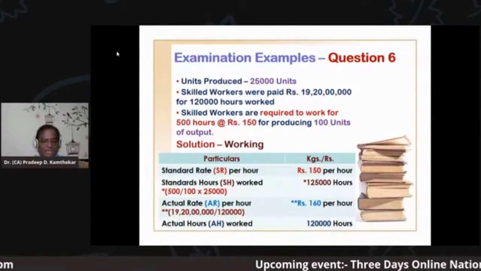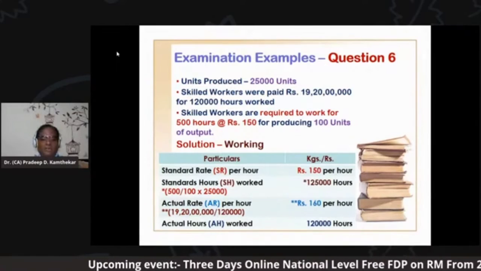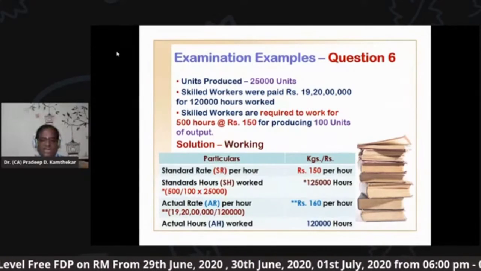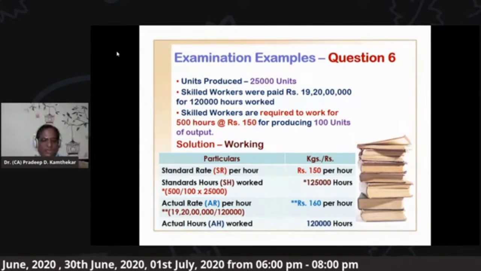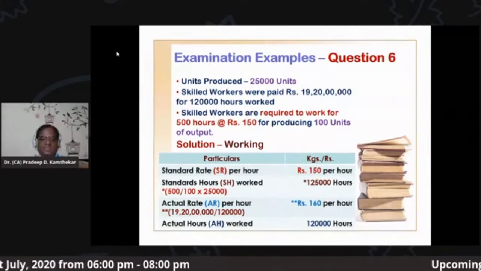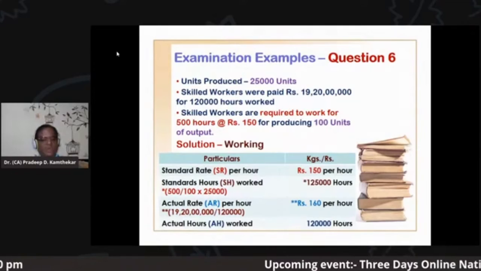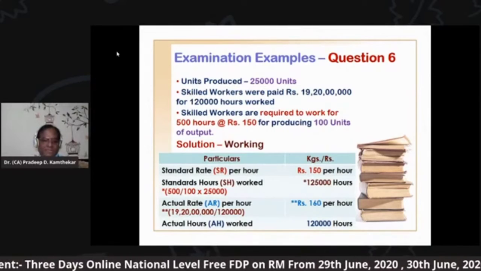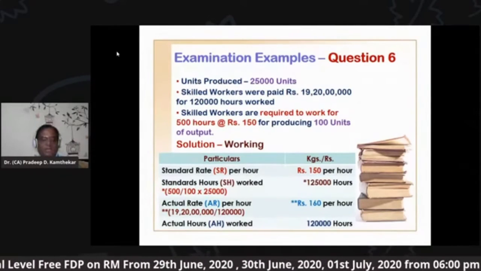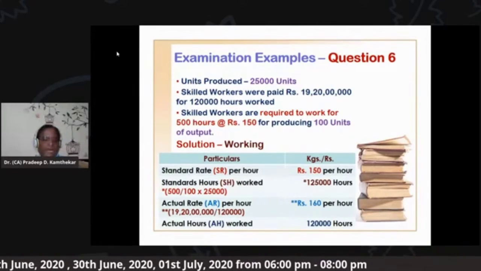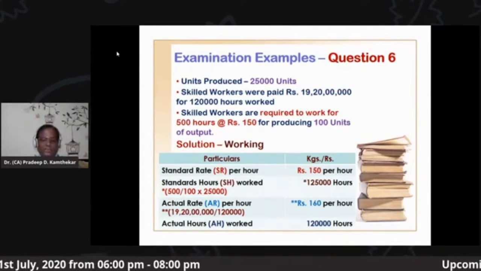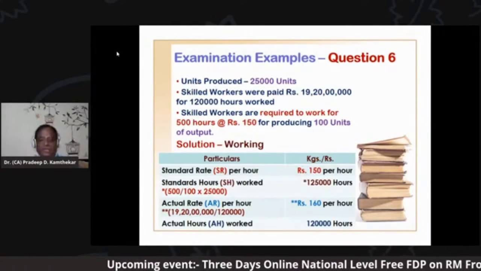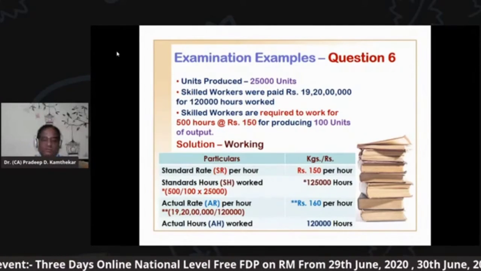Now, see how this actual rate per hour is calculated. You see the table, third line: total amount paid 19 crore 20 lakhs divided by actual hours worked 1,20,000. When you divide 19 crores 20 lakhs by 1,20,000, you get rupees 160 per hour. This is the actual rate paid to workers per hour. So in this problem, this is what is important. Now, actual hours are given as 1,20,000, so that is the fourth line in the table. Skilled workers are required to work for 500 hours at the rate of 150 for producing 100 units of output. Now, again, these standards are given for 100 units, but our actual production is 25,000 units.